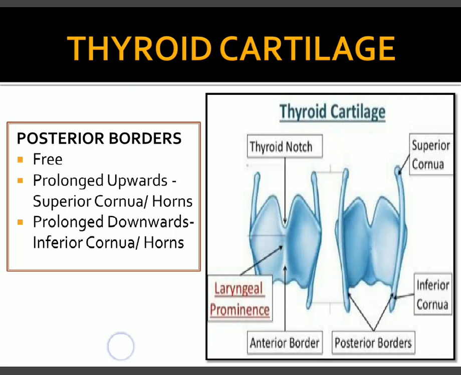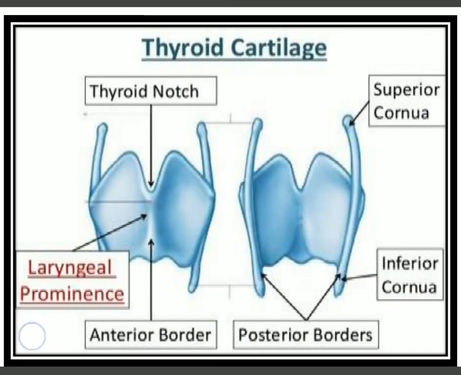Posterior border is free and it has two horns or two projections which are known as superior and inferior cornua. So this is the superior cornua and this is the inferior cornua. Also it can be seen in this figure. This is the anterior border with its upper part and the lower part, and on the back side, these are the posterior borders, and they have two projections, two horns, superior and inferior.